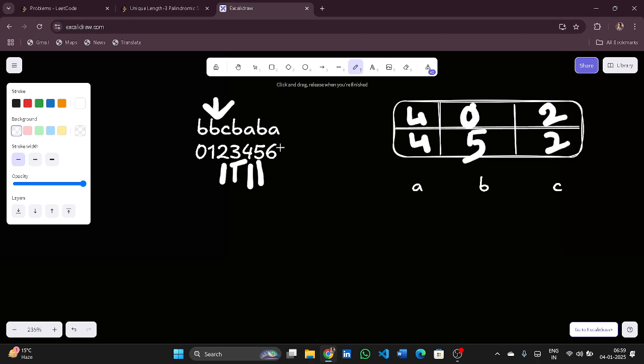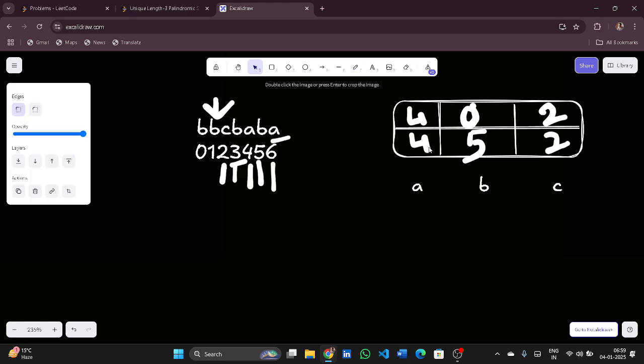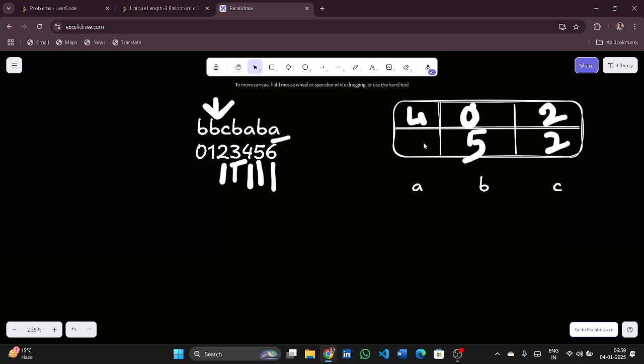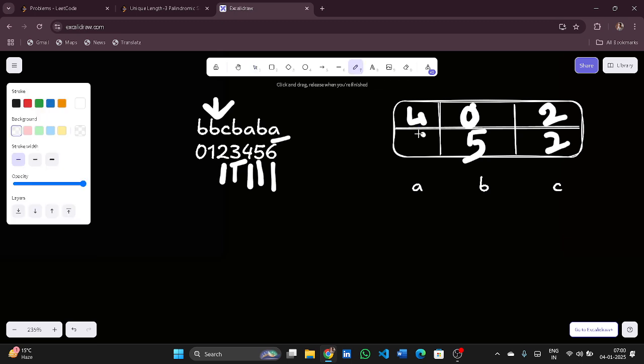Now at 6 there is A, so the last occurrence of A will be 6. So take this A. The first occurrence is 4. The last occurrence is 6.